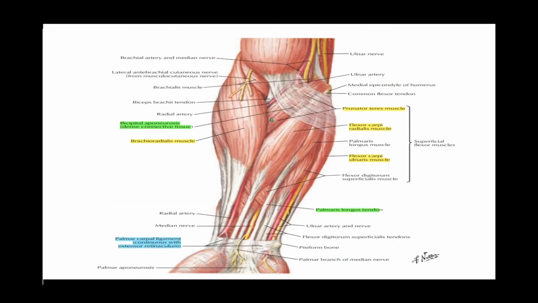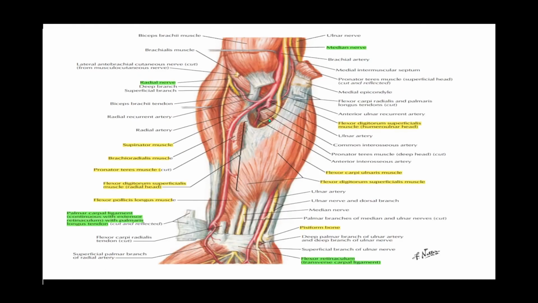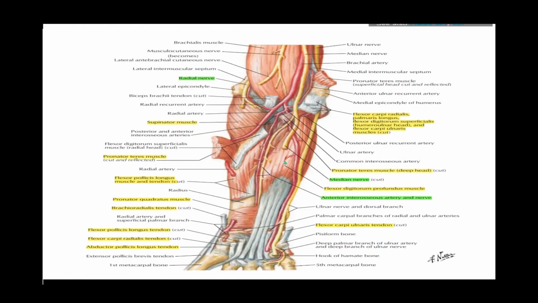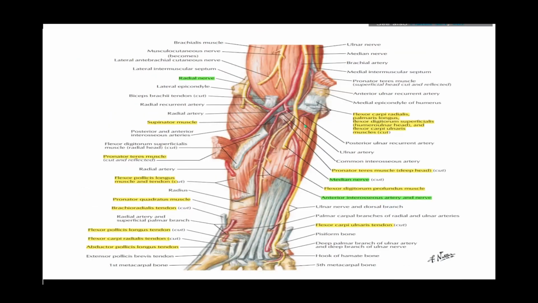So just to mention something, just before I forget, this pronator teres muscle, let me see where I can find that image. So the pronator teres muscle has a deep head and it has a superficial head. Now, in between the superficial and the deep head, the median nerve passes between those two heads. Let's see if this image demonstrates that. So that's the pronator teres.